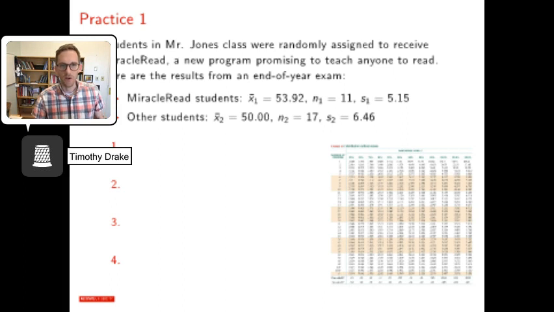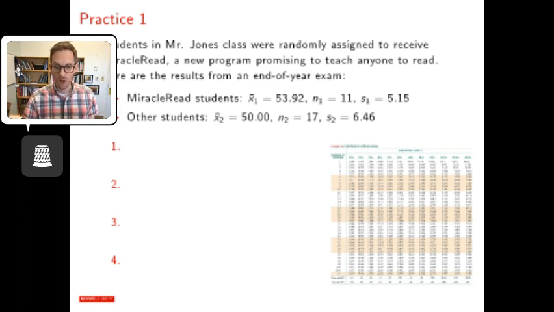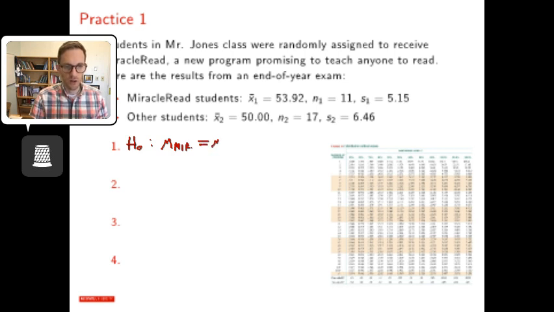All right, so here we go, going through this problem for each step. So we know that the null hypothesis is going to be no difference. So we would write that mu sub miracle, I'll just put mu sub mer, is equal to mu sub reg, or the regular students that did not receive the treatment, or that mu sub mer minus mu sub reg equals 0. Okay, we could write it either way.